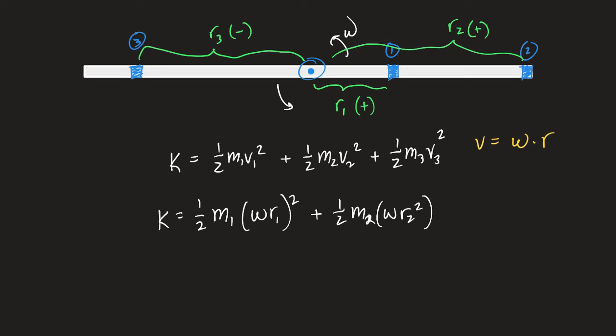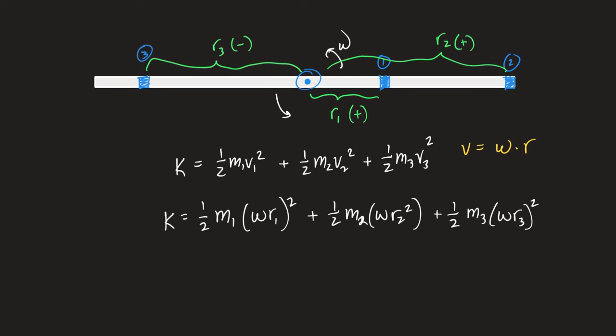So subbing in for V2 and subbing in for V3. Okay, so far? Now you realize omega is the same for all of them. And the 1/2 is there for all of them. So I'm going to do what I think is obvious, but maybe not obvious for you guys.